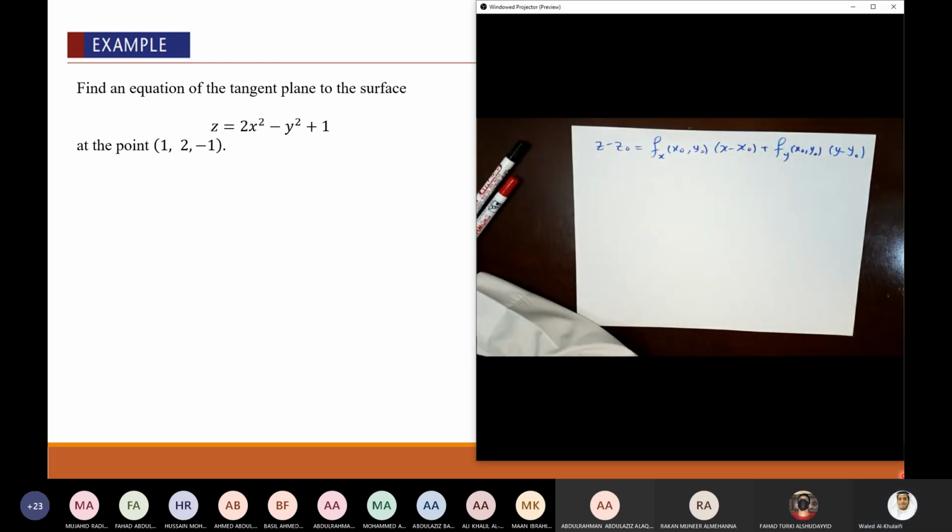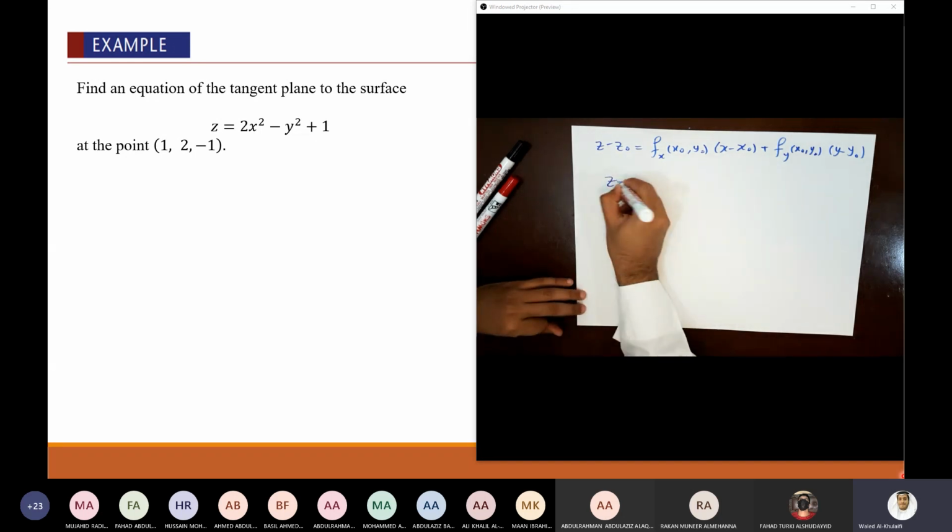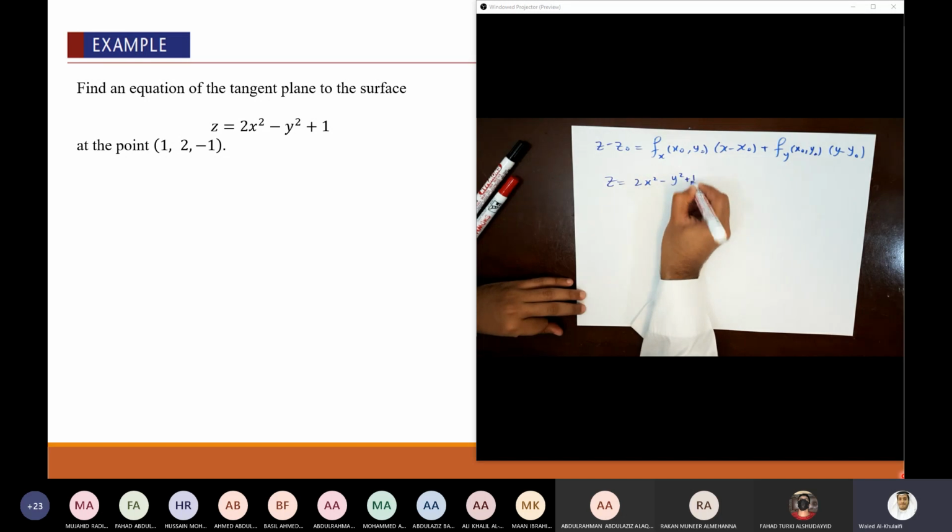Now, what we do, guys, he said z equals 2x squared minus y squared plus 1.